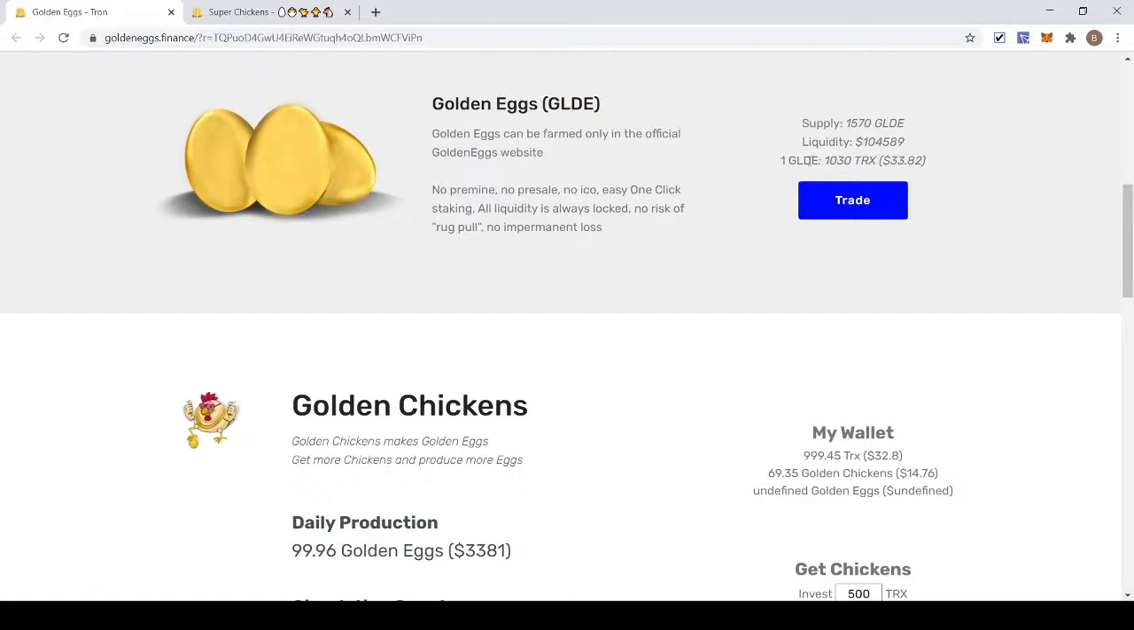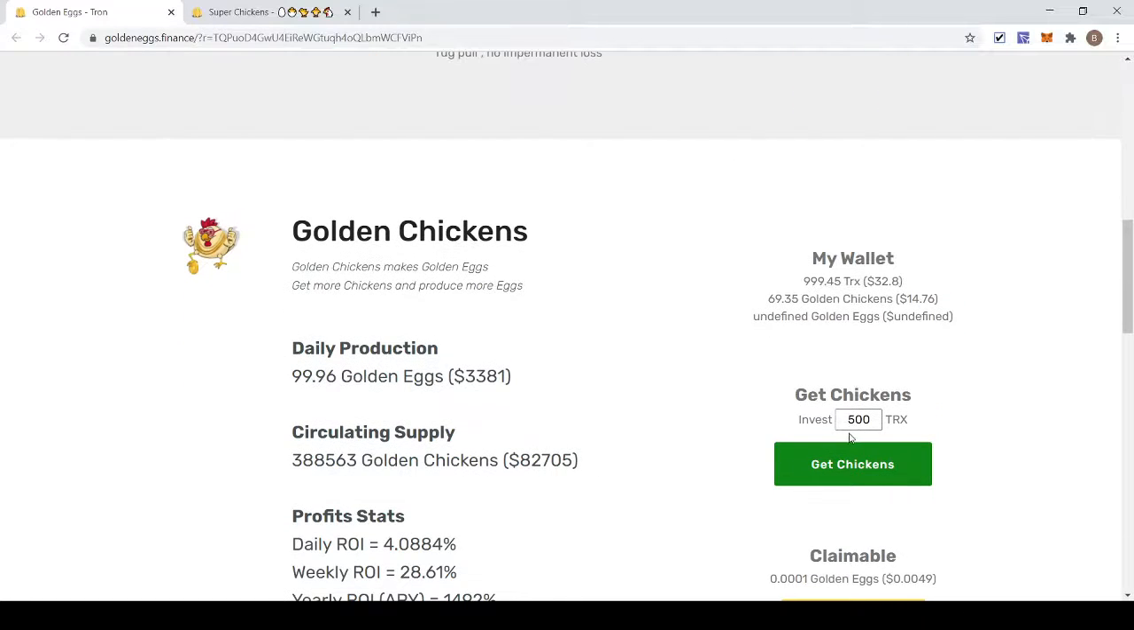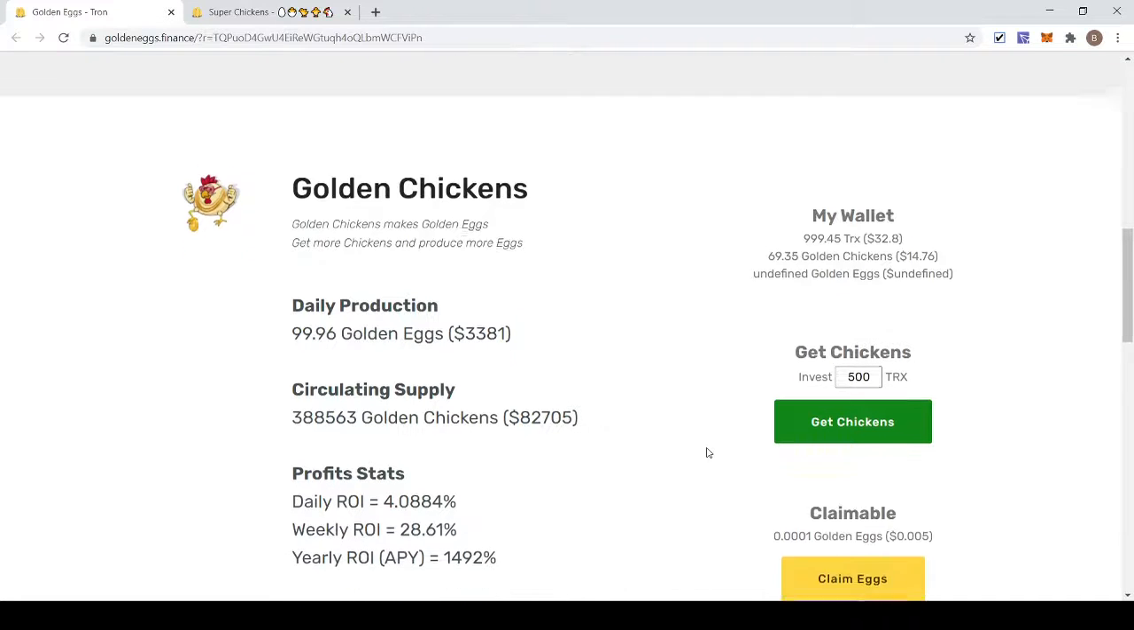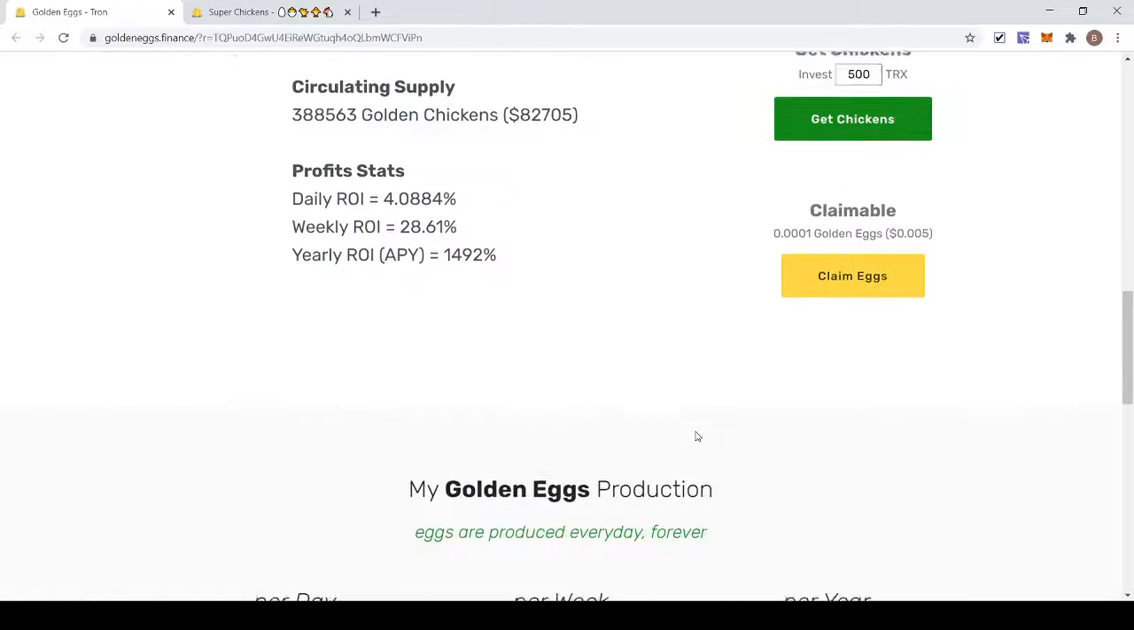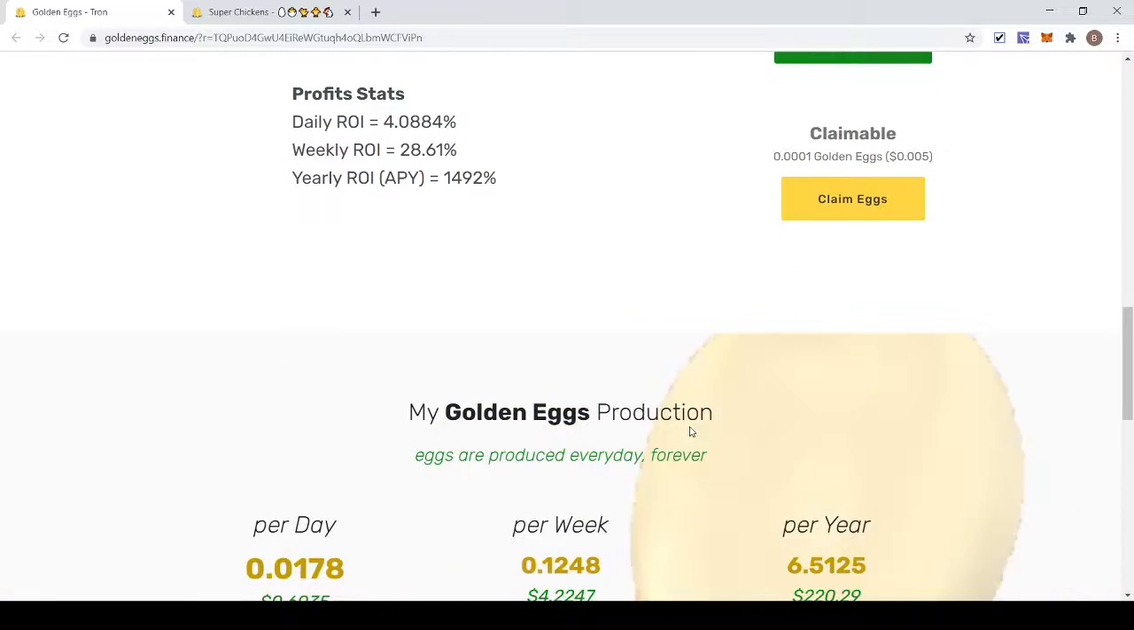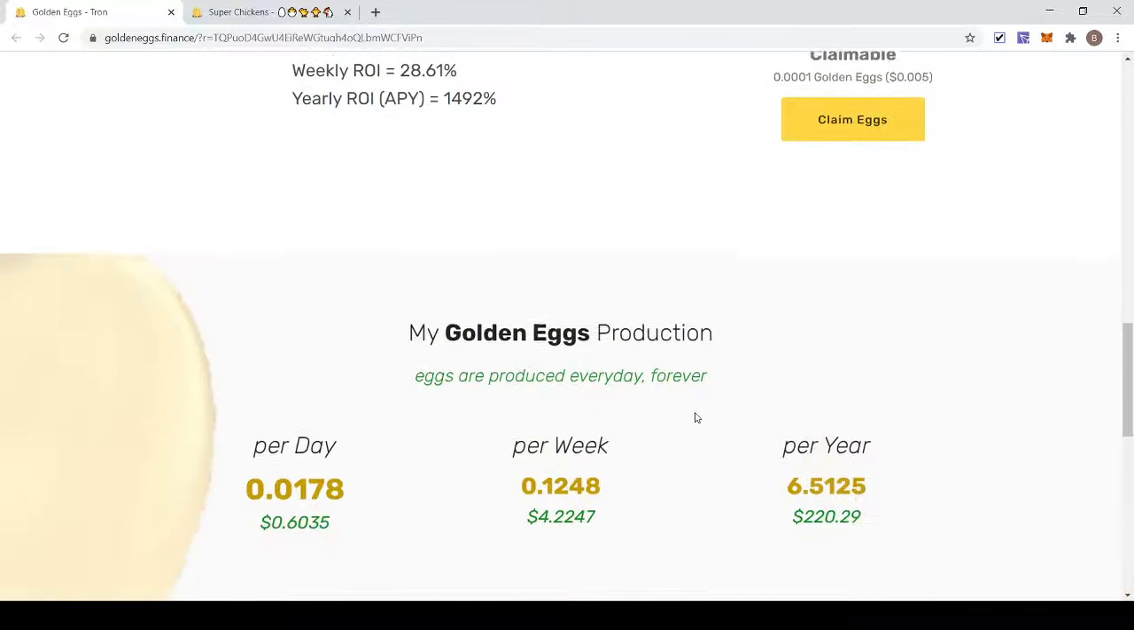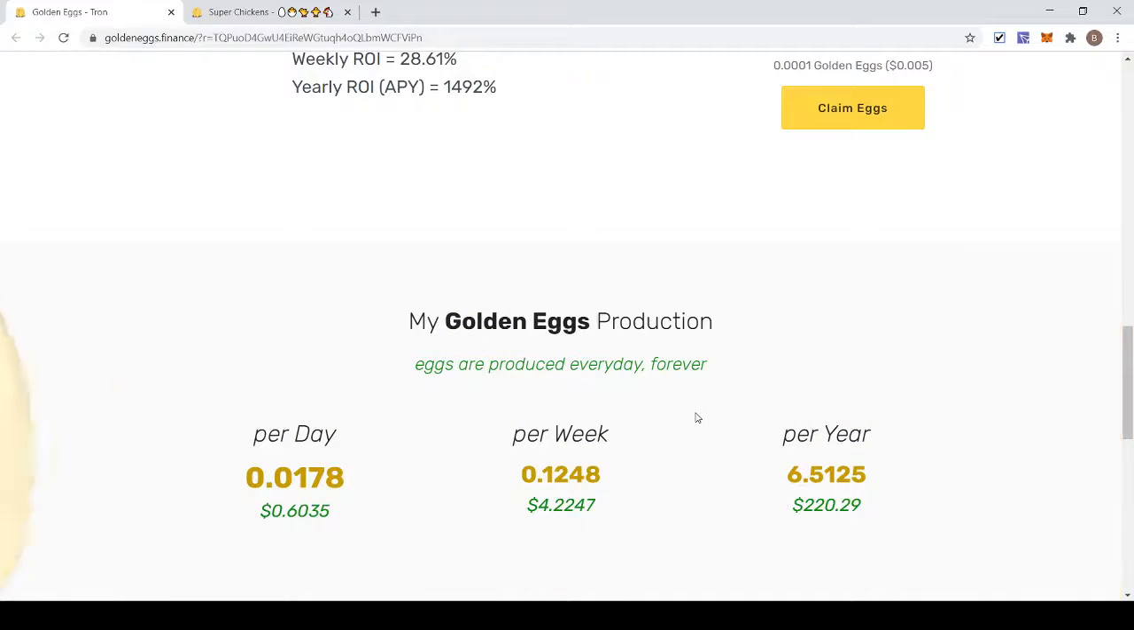So you're mining 1,000 TRX worth every time you get a golden egg. That's pretty cool. The more money you put in, the faster you're going to mine it. I have about 69 golden eggs right now. So I'm mining a golden egg every few days, I guess.